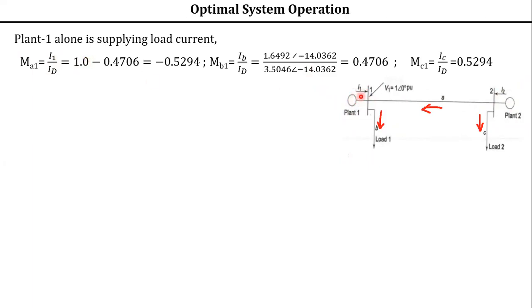That is, I1 is 1. A portion will be flowing through this one. So what is MB1? 0.4706. So 1 minus 0.4706, you have to substitute that. That will be your MA1.